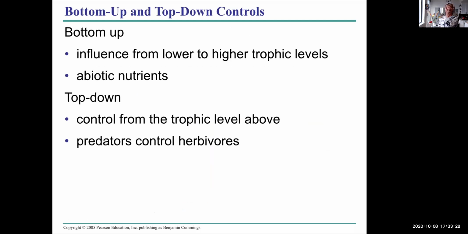Control of a food chain or a food web can be from the bottom up. That's influence from lower to higher trophic levels. It starts off at the bottom with nutrients. They're not the living part of the chain, but nutrients can affect the lowest level. So if, for example, plants don't get enough nitrogen or enough phosphate, then their numbers will decrease and the effect will be felt up the food chain. A top-down effect is control from the trophic level above. So predators, for example, control the number of herbivores.